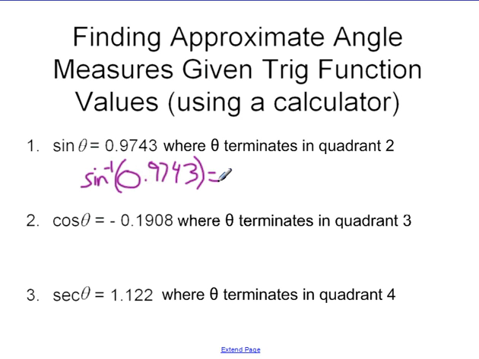So we do the sine inverse of 0.9743, and you get about 77. So about 77 degrees. So if theta terminates in quadrant 2, you know the reference angle, what we found, is 77. So our answer is starting at 0 to here. So that should be about 103.